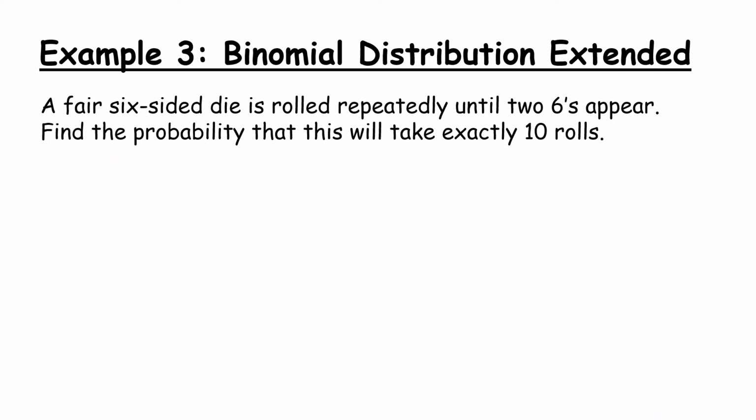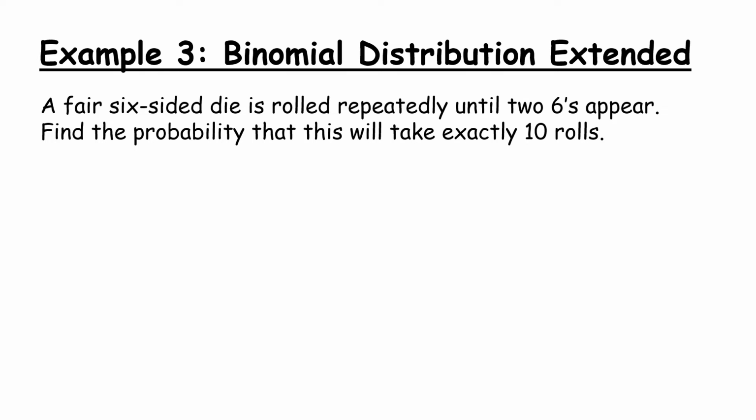Now, let's look at an example where the binomial distribution is required, but it's required in a slightly different way. So a fair 6-sided die is rolled repeatedly until 2 6s appear. Now, I initially said at the start of this video that we couldn't work binomial in that case. However, they have another line here which says, find the probability that it will take exactly 10 rolls. So they are giving us, I suppose, a finite number. And we need to break this up into things we know happen and when, and things we know happen but we don't know when. So in this case, we have 10 rolls.